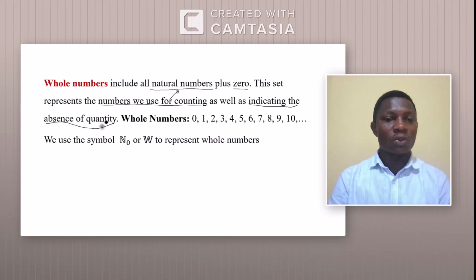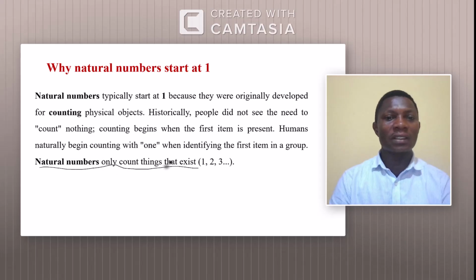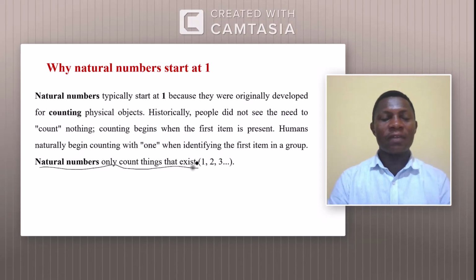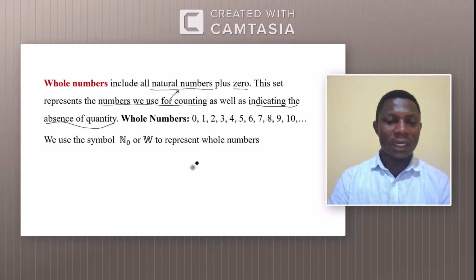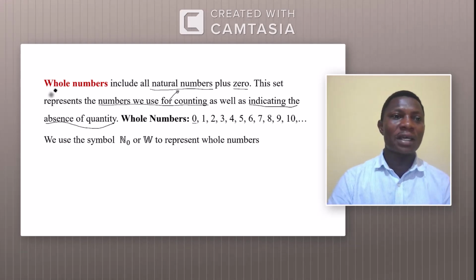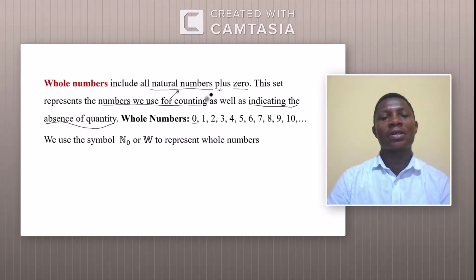We need to know that. One of the differences between whole numbers and natural numbers is that natural numbers only count things that exist. If there are some items, then natural numbers come in starting from 1. But for whole numbers, even if there's absence of quantity, whole numbers are interested in that. In the absence of any quantity, that is where the 0 comes in and it becomes part of whole numbers. So from the definition, whole numbers include all natural numbers plus 0.